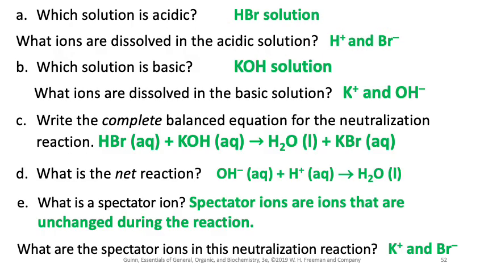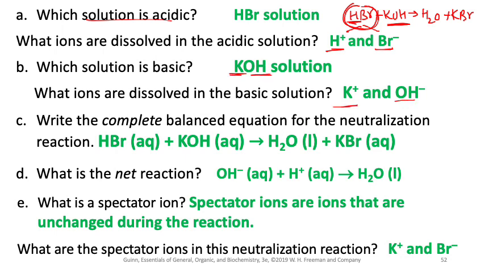So which solution is acidic? We already know the reaction, HBr reacts with KOH, and we know the products are water and an ionic compound, in this case KBr. So this is your actual reaction. Which solution is acidic? Hydrobromic acid is acidic because it has the proton that it can donate. What ions are dissolved in the acidic solution? H+ and Br negative. Which solution is basic? Potassium hydroxide is basic. What are the ions? K+ and OH negative.